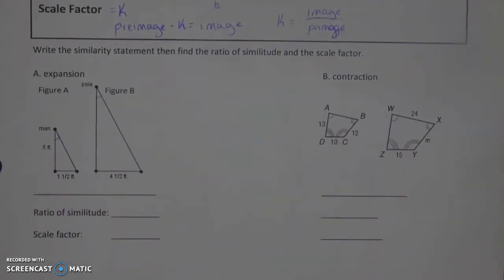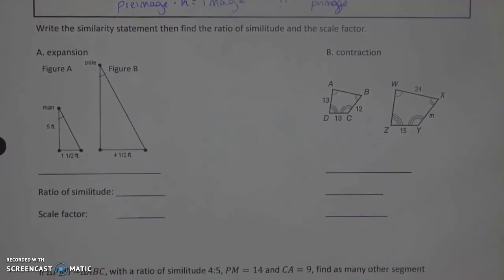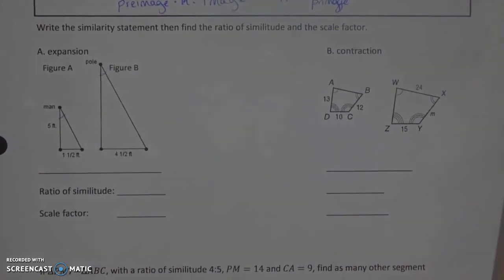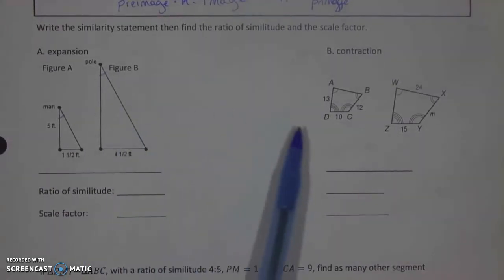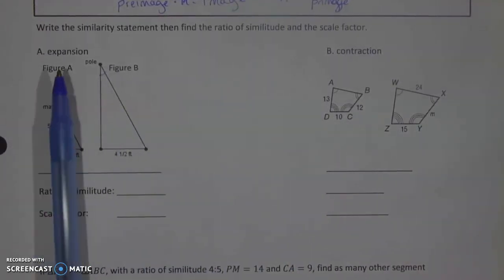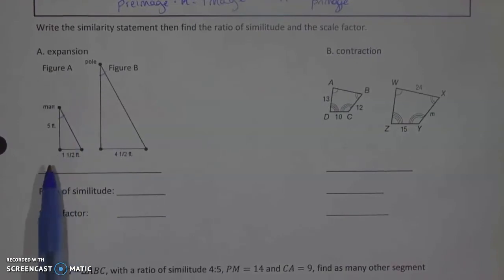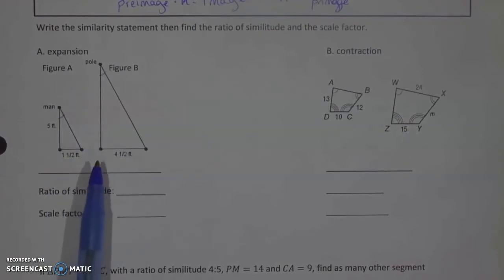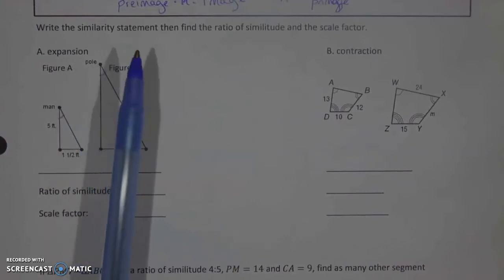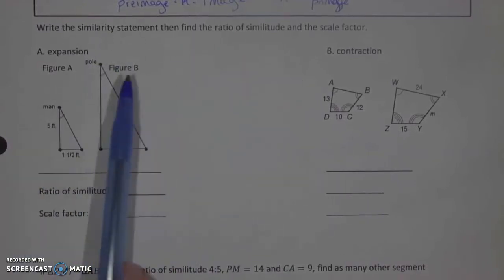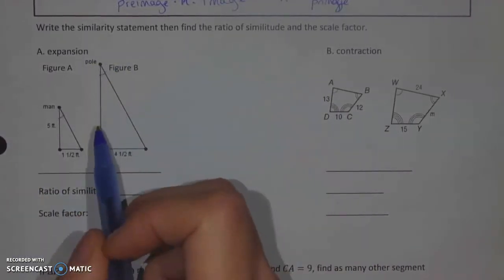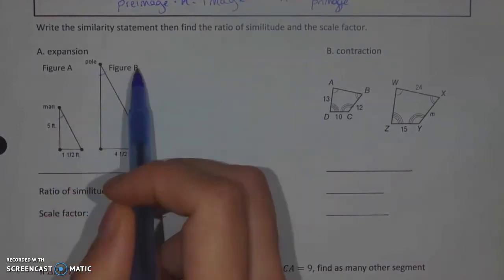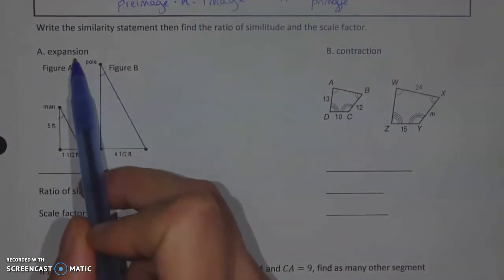Okay, so let's write out the similarity statements and find the ratio of similitude and the scale factor for these. I'm just going to do A. I want you to do B. So for our expansion, if I wanted to write the ratio of similitude and the similarity statement and the scale factor, what I'm going to do is look first at figure A versus figure B. I'm told it's an expansion.